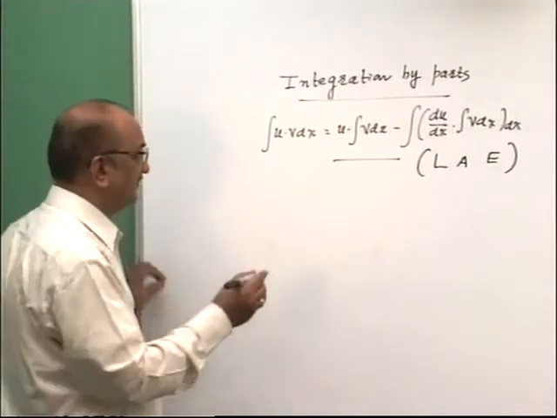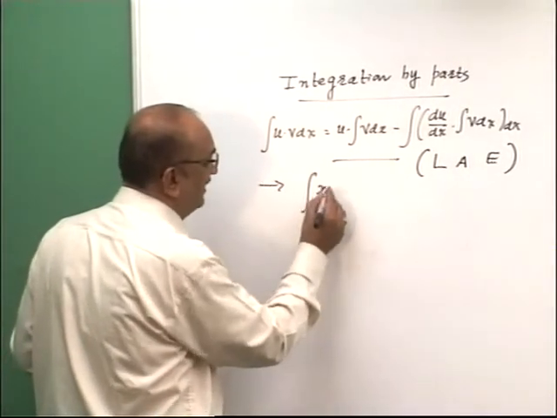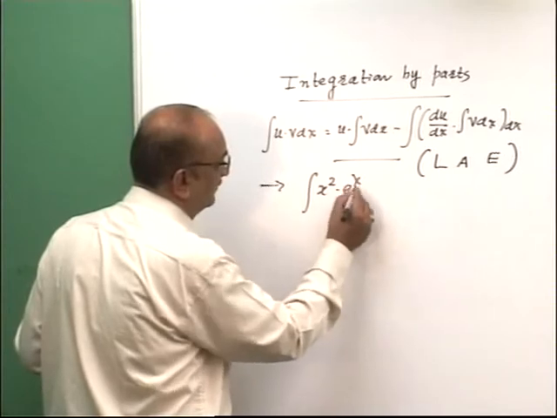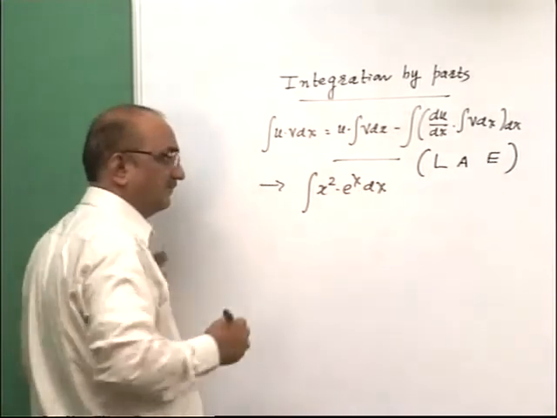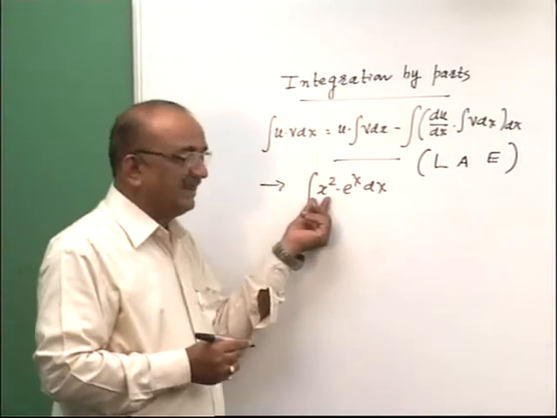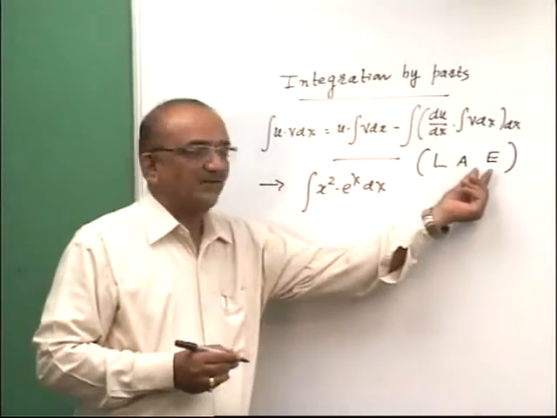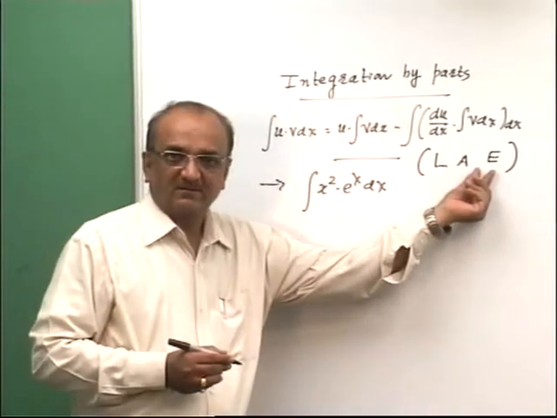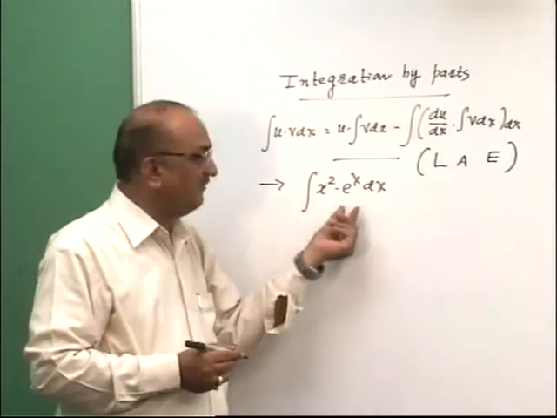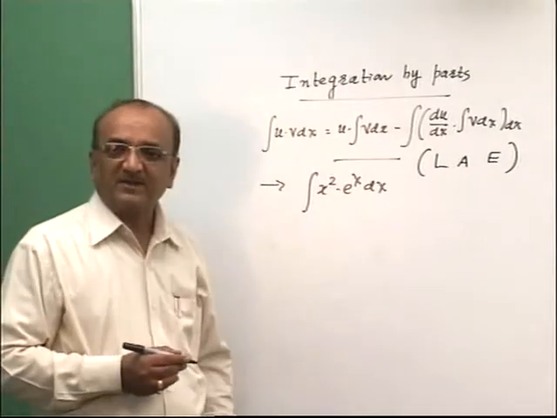Now see. The next example is the integration of x square into e raised to x dx. This is a new sum. Here you can say x square is a part of arithmetic and e raised to x is a part of exponential. Now u is x square and v is e raised to x. You can substitute the values in the formula for integration by parts.